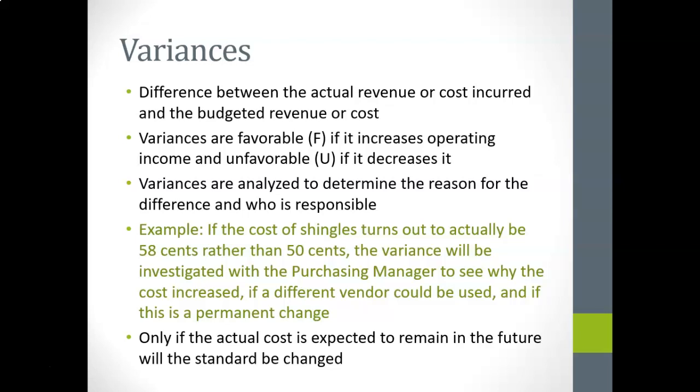It's unfavorable if it decreases the operating income. So if my actual cost that I spent for shingles was more than what I thought it would be, then that means my operating income is going to be less, and that would be an unfavorable variance.